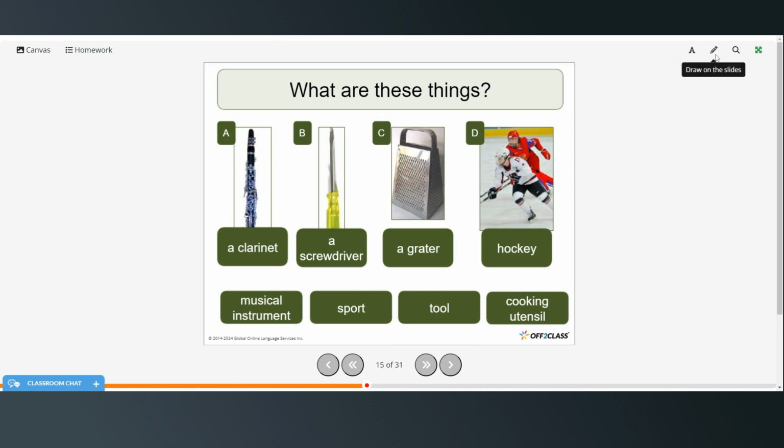So what are these things? A clarinet. Well, a clarinet is a musical instrument. A screwdriver. A screwdriver is a tool. A grater. A grater is a cooking utensil. And hockey. Hockey is a sport.